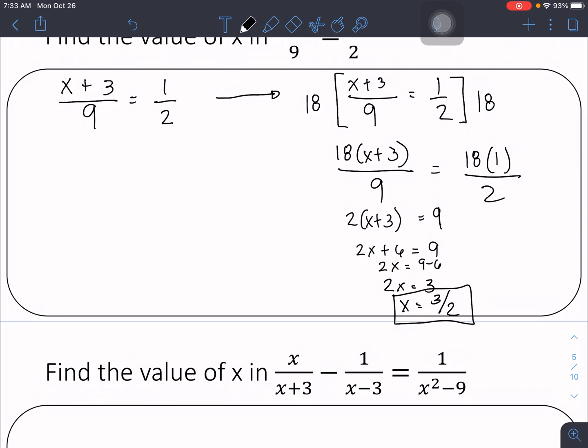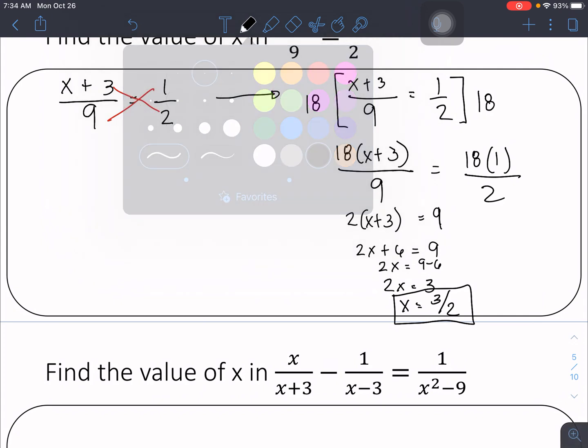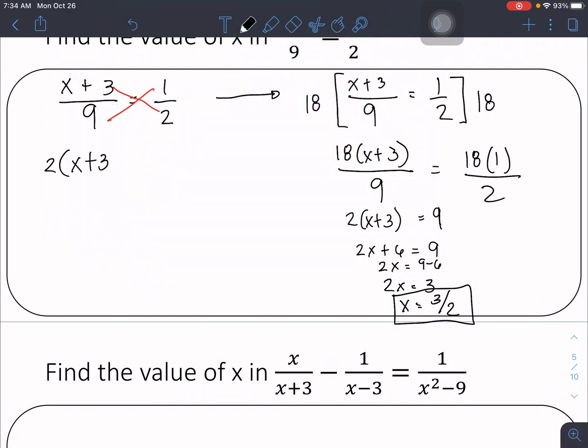Although there is another technique, if you are having this kind of an equation, so (x + 3)/9 = 1/2, I could do cross multiplication here. So (x + 3) multiplied by 2 and 9 times 1. So cross multiplication, this will be 2(x + 3) is equal to 9 times 1. So this will be 2x + 6 is equal to 9. 2x is equal to 9 minus 6. x is equal to 3/2. Okay.